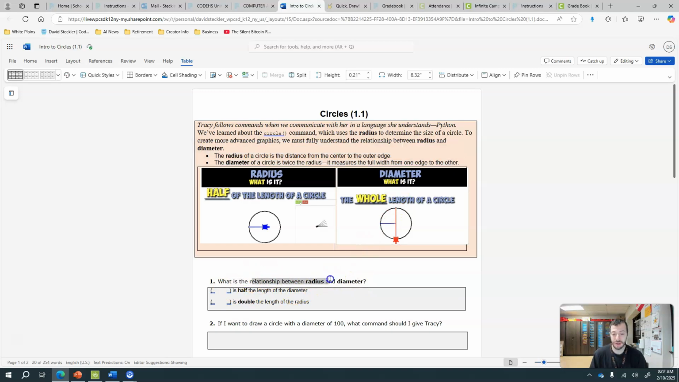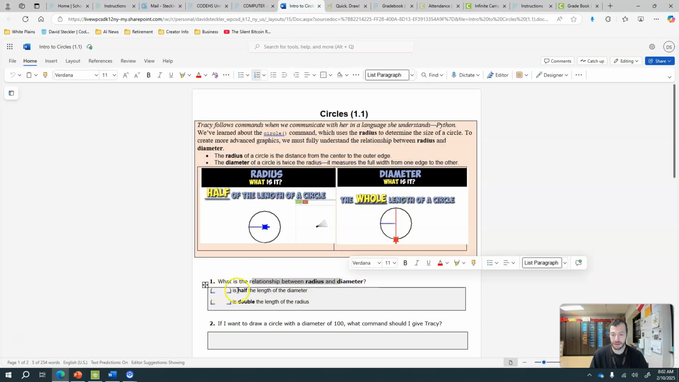So what is the relationship between radius and diameter? Blank is half the length of the diameter. So which one of these is half? Try to say it out loud. It is the radius, which is half of the circle, where the diameter is the whole circle. So the radius is half the length.